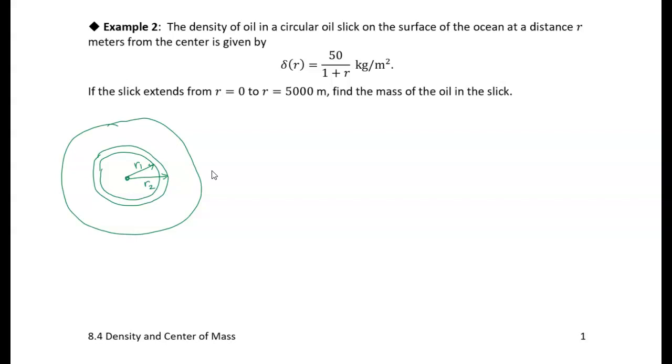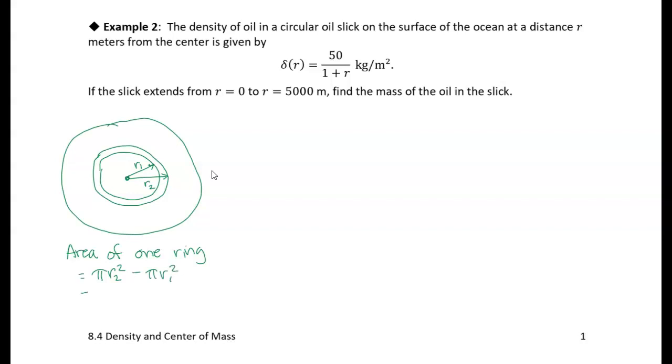So let's take a look first of all just at the area of one ring, right? Because we're given density now in terms of kilograms per square meter. Okay, so it's varying with the area. So let's find out what the area of one ring is. We basically have two circles, and the area of one ring is going to be the area of the outside circle, so pi r2 squared, and then we subtract out the center, so pi r1 squared.